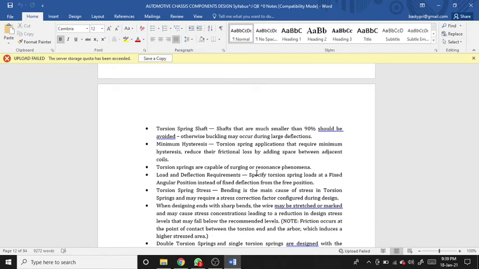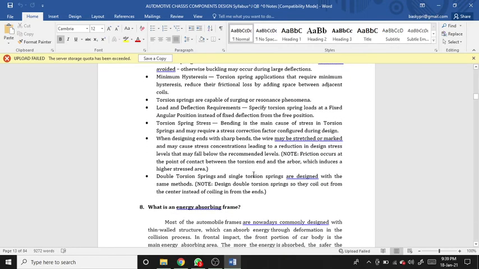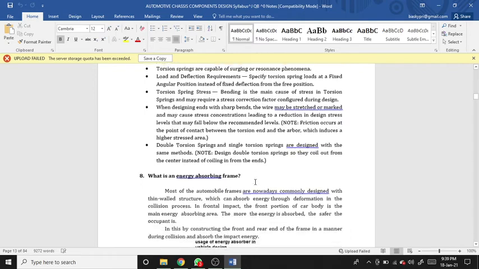Similarly, the double torsion spring and single torsion springs are designed with the same method. Here in the double torsion spring design, they coil out from the center instead of coiling in from the ends. Okay, so next one.